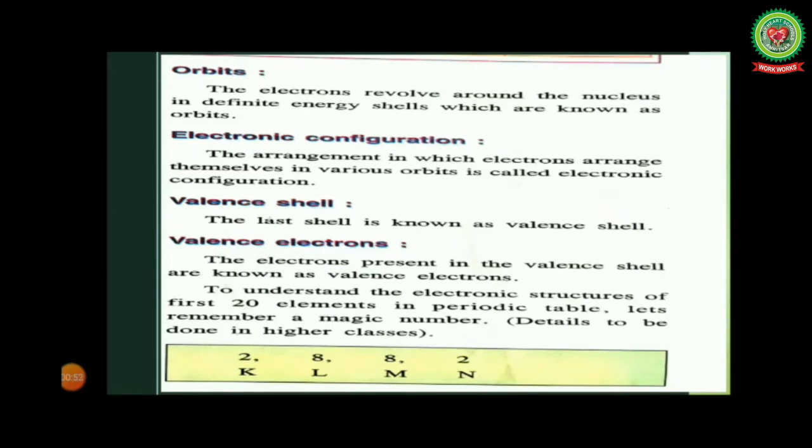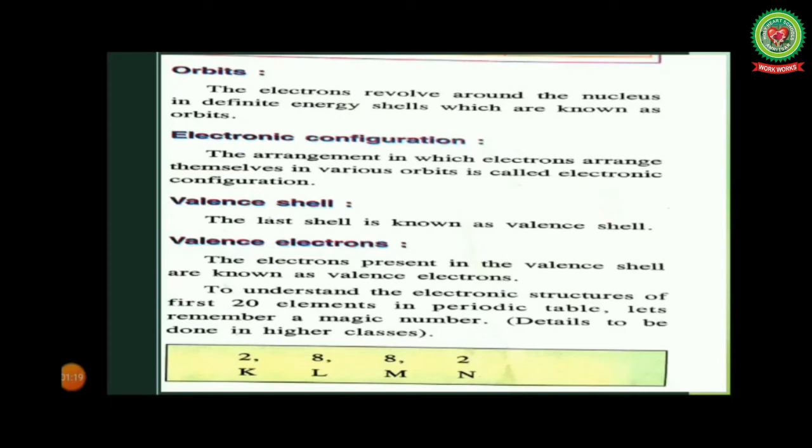Next is valence shell. The last shell, or the outermost shell of an atom of an element, is called valence shell. Next is valence electrons. The electrons present in the valence shell are known as valence electrons. You can write outermost shell also or last shell also in place of valence shell.